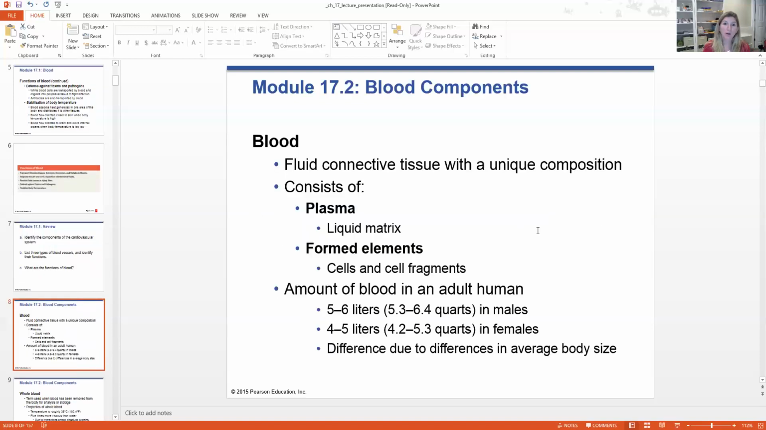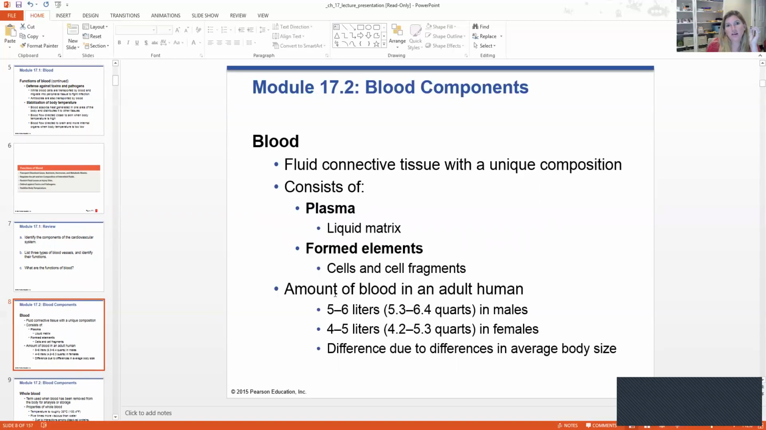So there's a fluid part of the blood that's called the plasma. That's the liquid matrix that's in the blood. And then there's the formed elements. The formed elements are the fancy word for cells. Those are the cells that are in the blood, or cell fragments, really. So those formed elements are the cells and cell fragments.